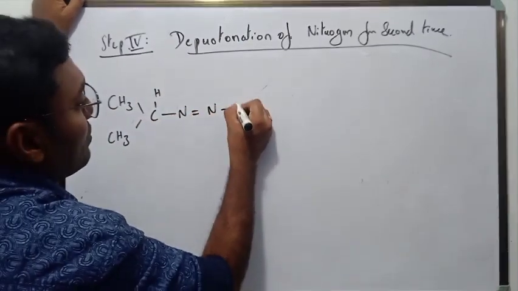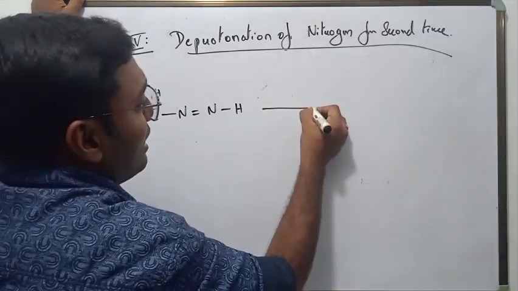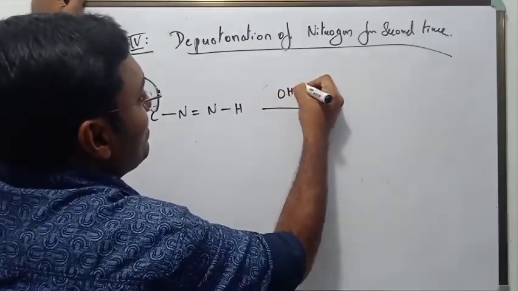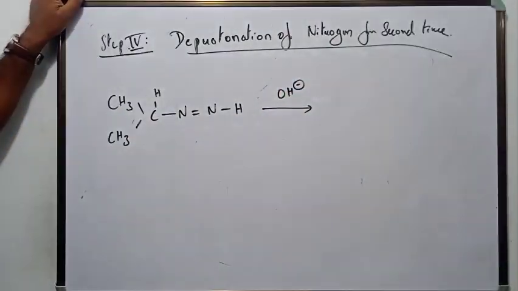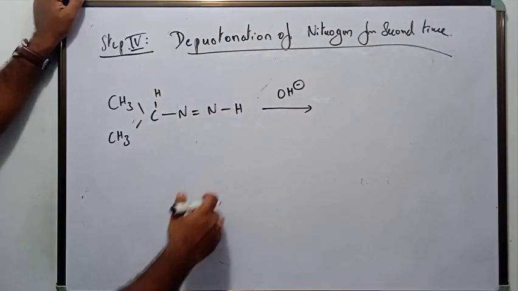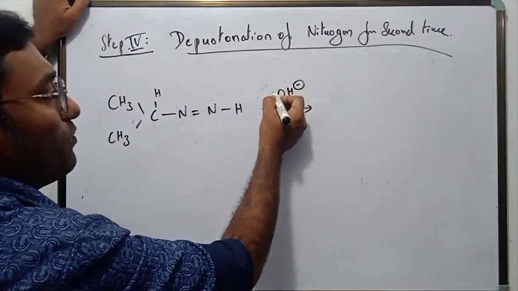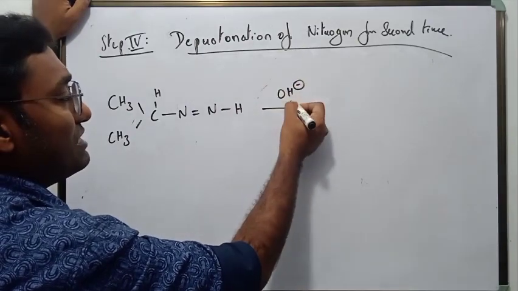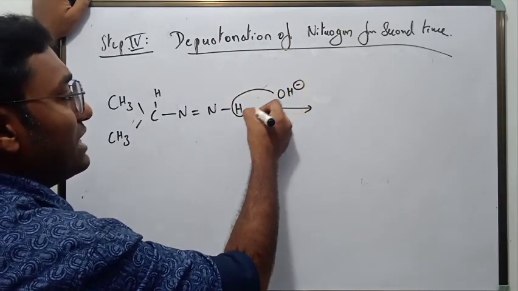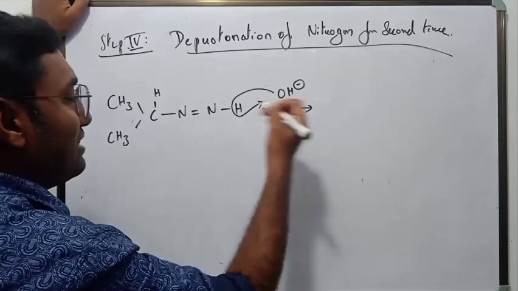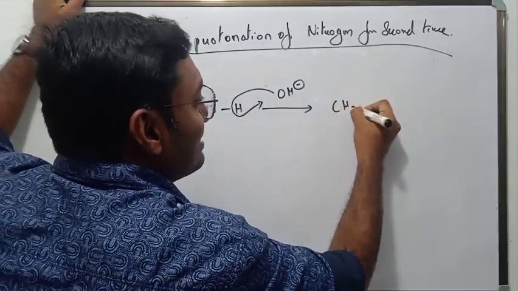Now there is a hydrogen atom here, right? We got OH minus in step number 3, right? That OH minus, we will use it here. It plays a role here. What OH minus does, it's still a very strong base. It can knock out the H from here, and the product that we get is this.